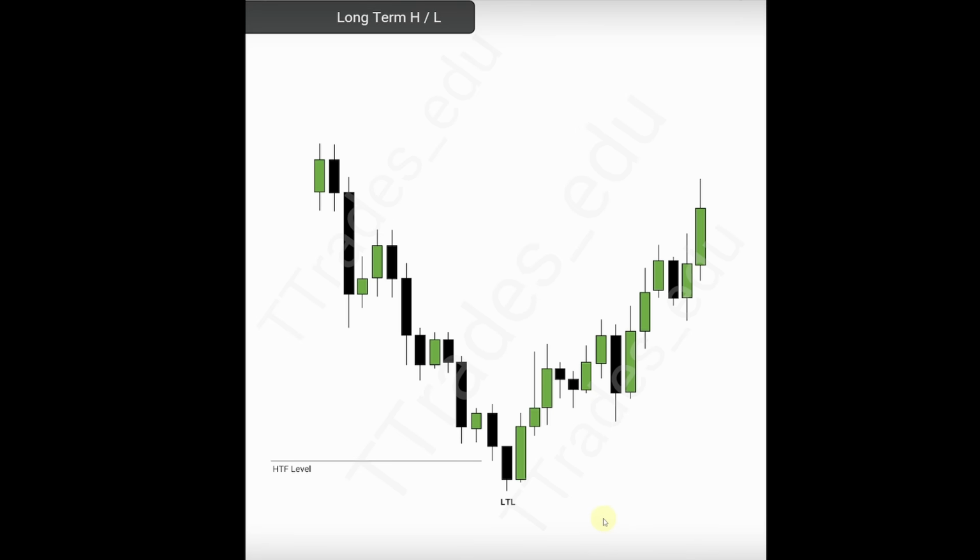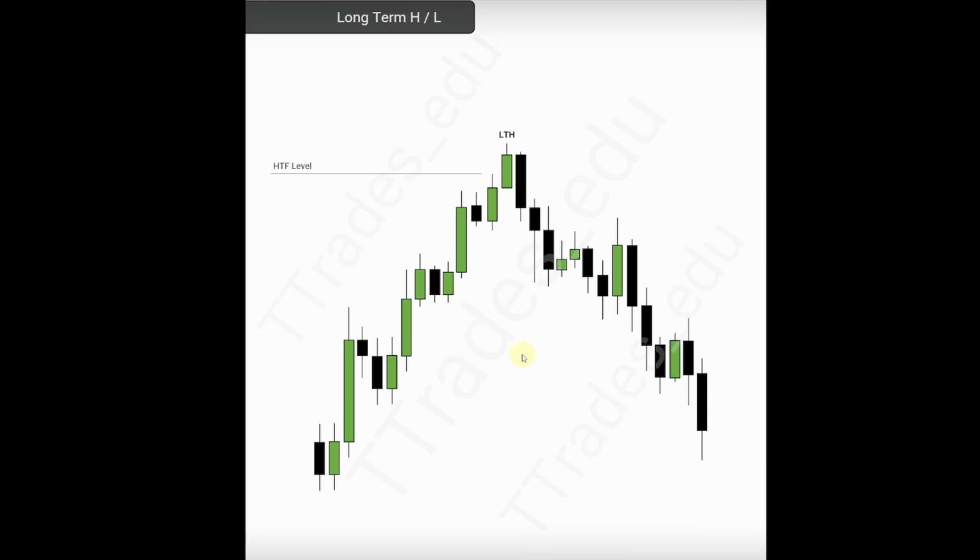Now, what about long-term highs and lows? A long-term low is the low that is formed off the reaction of the higher time frame level. So for example here, this would be our long-term low. Now we look to our left and we want to find the intermediate term low. So we have a short-term low, and then another short-term low. With a short-term low on the left and the right, that is an intermediate term low.